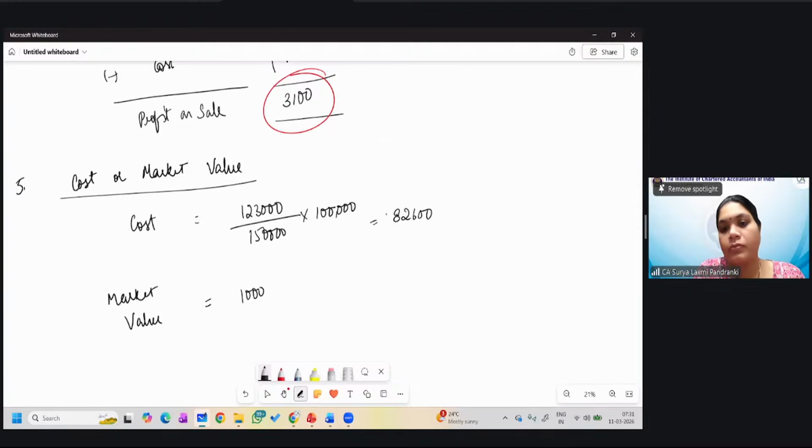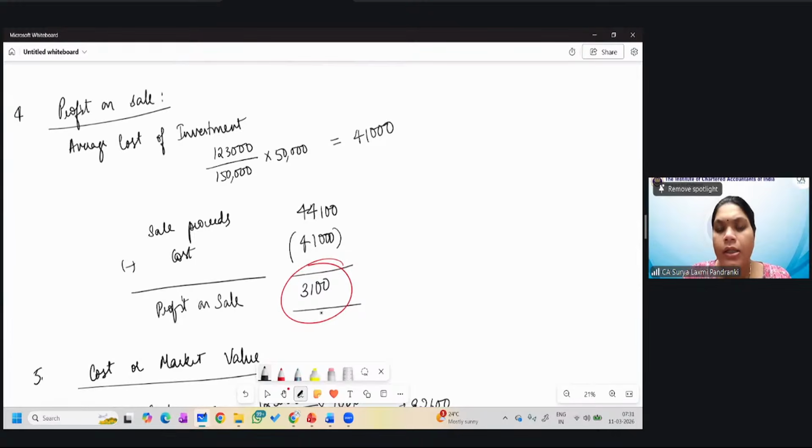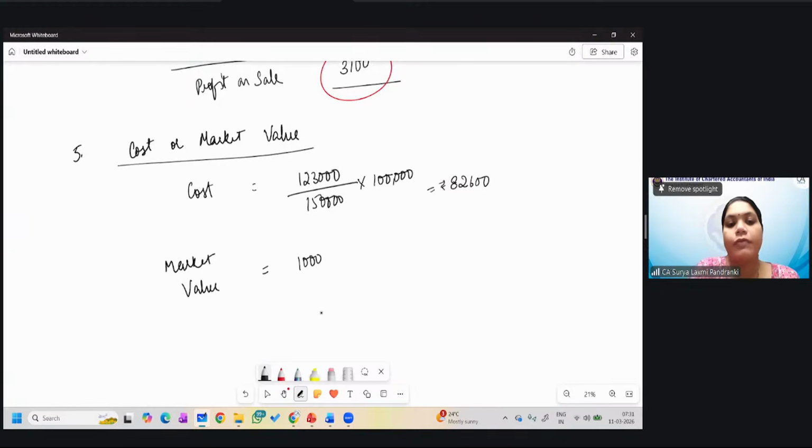Okay. Now this is the cost. How did I arrive at this value? Is everybody understanding it? The same way how I have arrived for the bonus. The total cost is 123 divided by 150, because it is including the purchase and the bonus shares. And I multiplied it with 50,000, then I know the cost of investment of bonus shares. Now, what is the average cost of the purchase that I've taken like this? Is it 82,000 or 82,600? I got two different answers. 82,000, not 600.